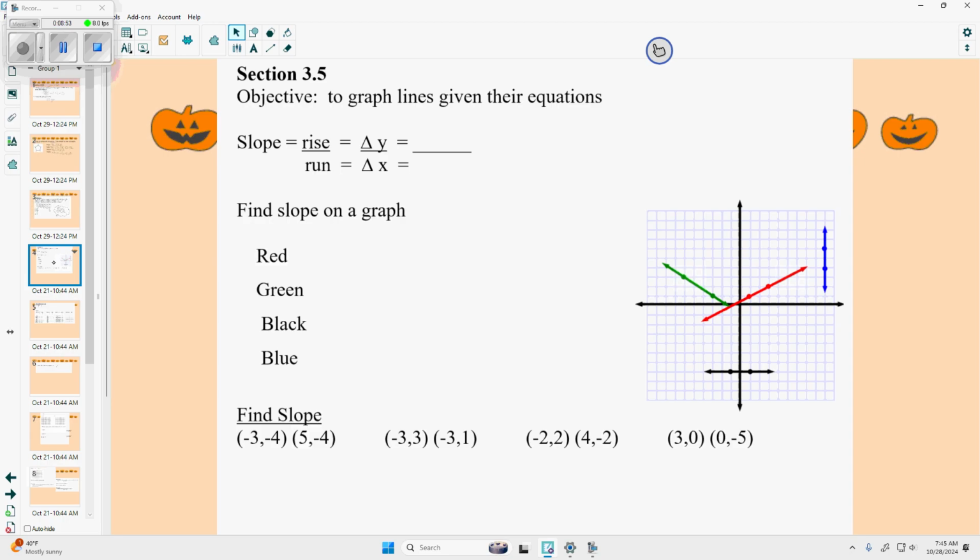All right, if you don't have a straight edge, you're going to need a straight edge. There should be some in the bin in the middle. But before we go to needing that straight edge, we're going to talk about slope today.